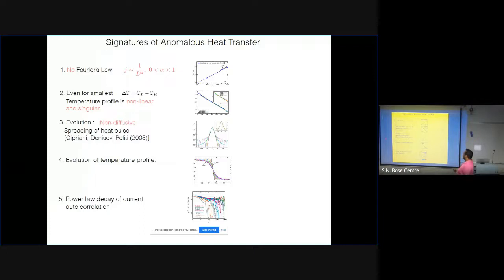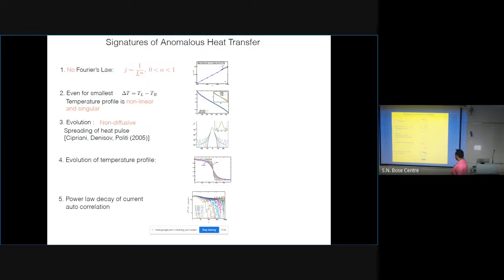Another signature is that if you can prepare a system with half at some temperature and the other half at another temperature, you can see how this step temperature profile evolves. In systems with normal transport, which obey Fourier's law, this evolution can be obtained by solving the diffusion equation. But in systems which show anomalous transport, you cannot get that evolution from the diffusion equation. You need some other equation. The question is what that equation needs to be. A few years back, I gave another talk here, mainly on this point, the particular equation that will replace the diffusion equation.